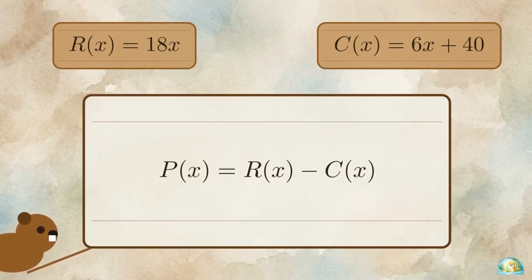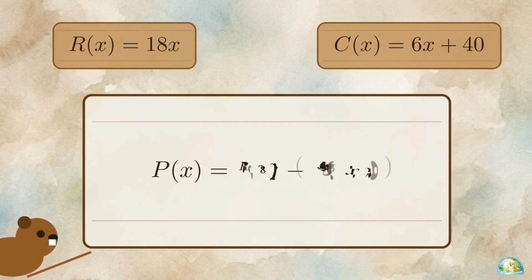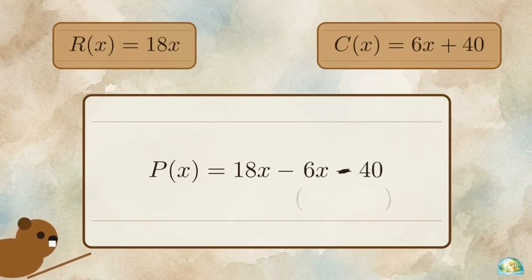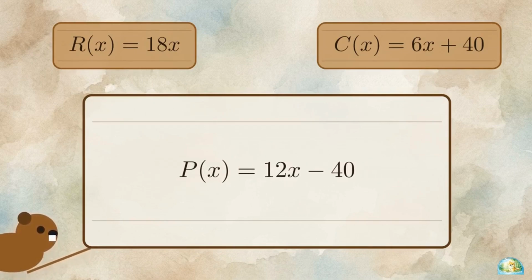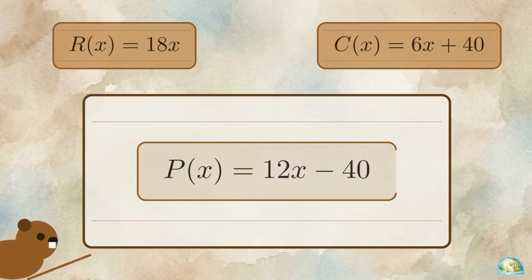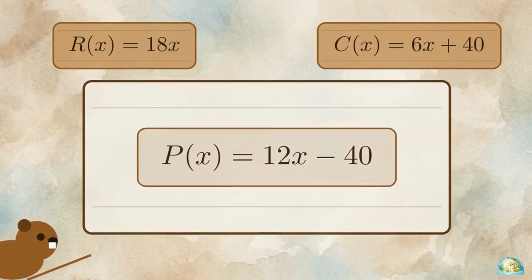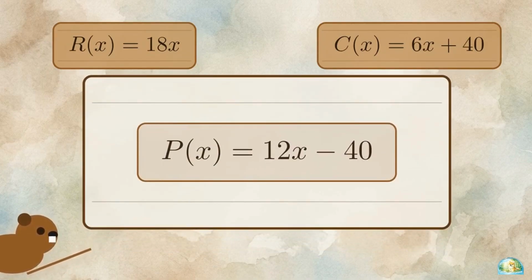To find the net result, we subtract the entire cost function, C of x, from the revenue, R of x. That gives us P of x equals 18x minus the quantity 6x plus 40. Once we subtract, we're left with 12x minus 40. The profit function is P of x equals 12x minus 40. Subtraction allows us to see the net result when two forces oppose each other.